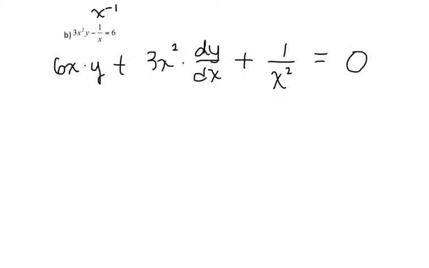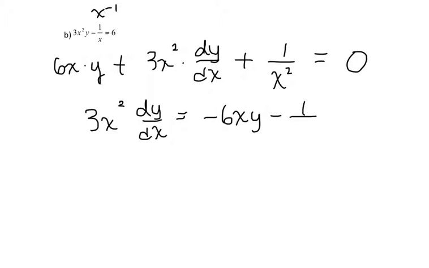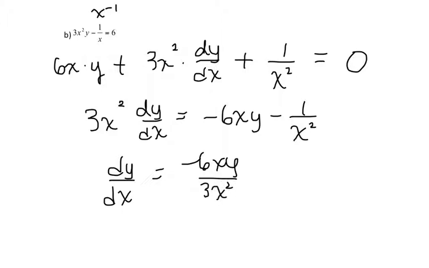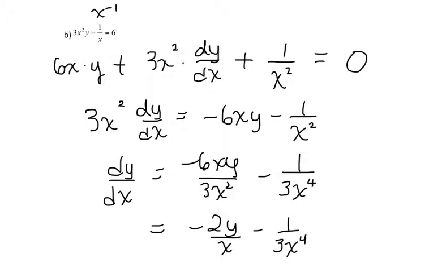If I want to isolate my dy/dx, I'm going to have 3x squared dy/dx is equal to negative 6xy minus 1 over x squared. Divide through everything by 3x squared. dy/dx is negative 6xy divided by 3x squared, minus 1 over 3x to the 4th. And I can simplify a little bit: negative 2y over x minus 1 over 3x to the 4th. So there's my derivative. It's in terms of both x and y.